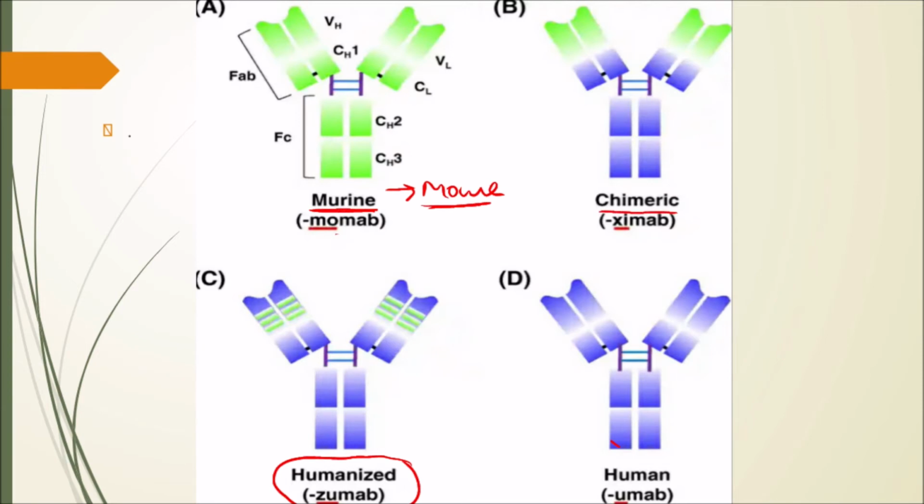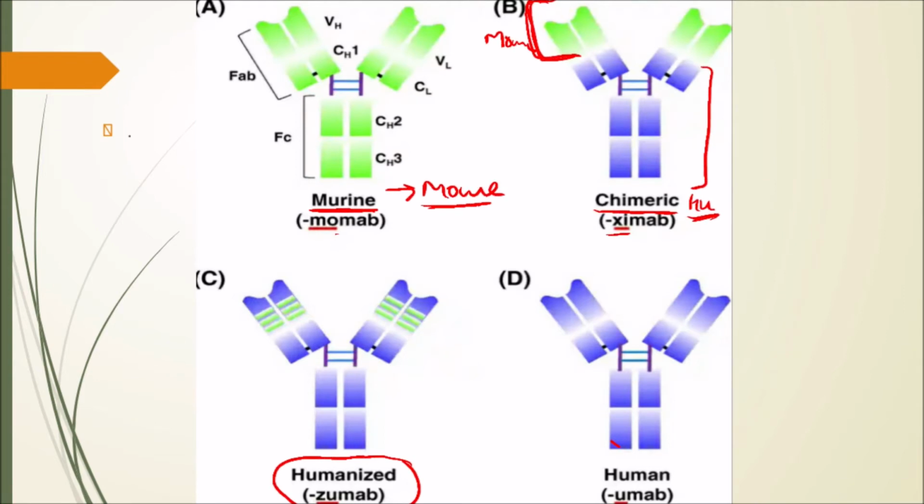Another is chimeric. In chimeric, this is the variable region. I have discussed this variable region and constant region in my previous videos. You can check those. In chimeric, the variable region is from mouse, and the remaining constant region is from human. This is also known as XIMAB.